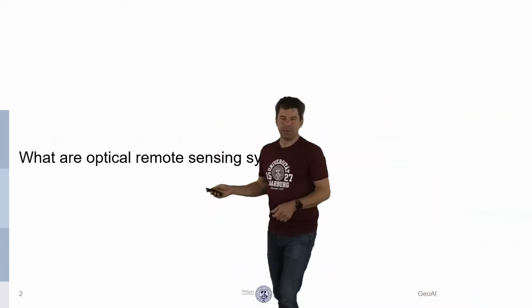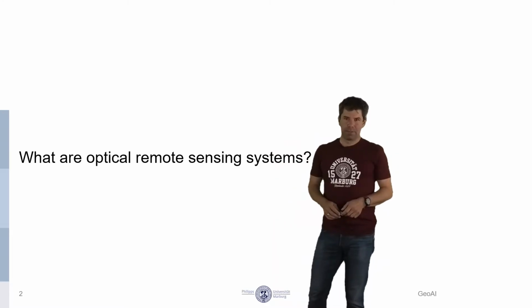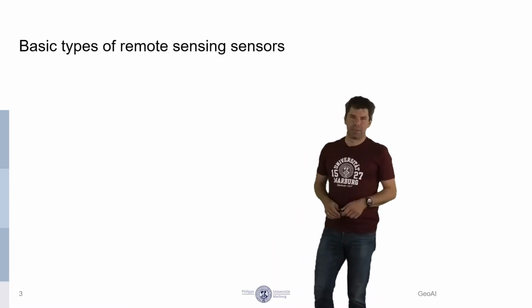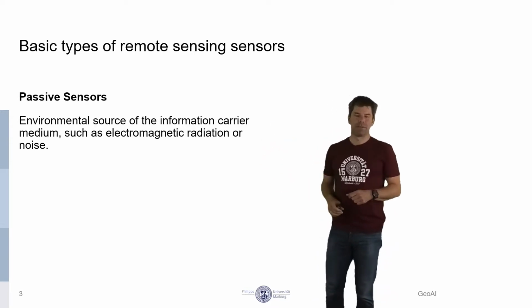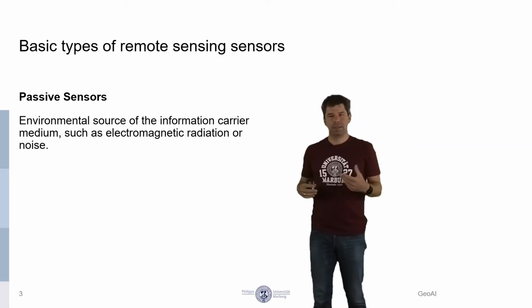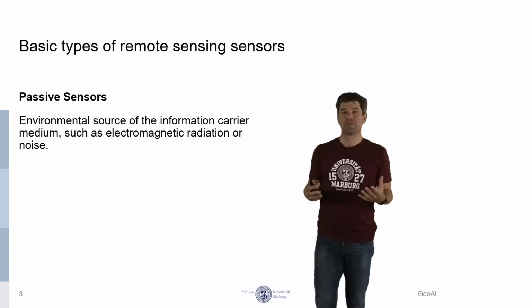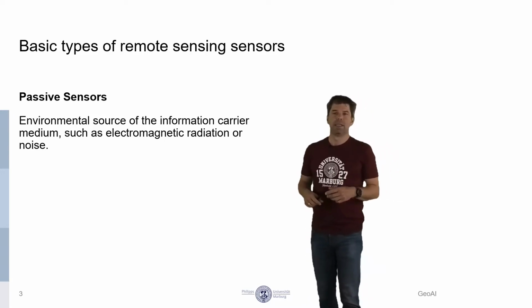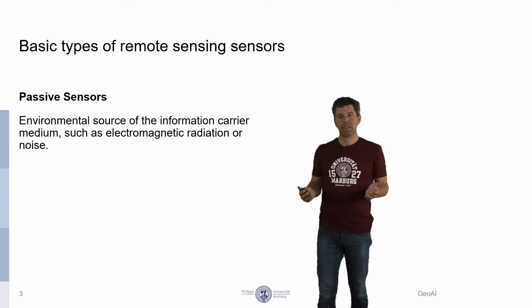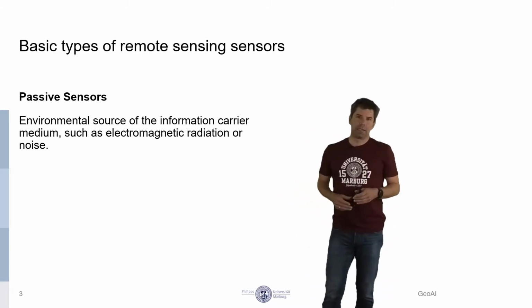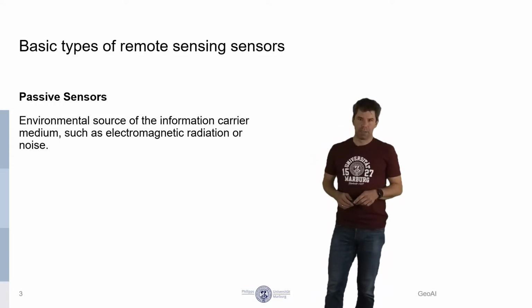In this video, we will answer the question, what are optical remote sensing systems? And we start with two types of remote sensing sensors. The first type are so-called passive sensors. They require an environmental radiation source or an environmental source for the transport medium in general, like solar radiation, like terrestrial radiation, or like environmental noise. And that environmental information carrier medium is then recorded by your sensor.